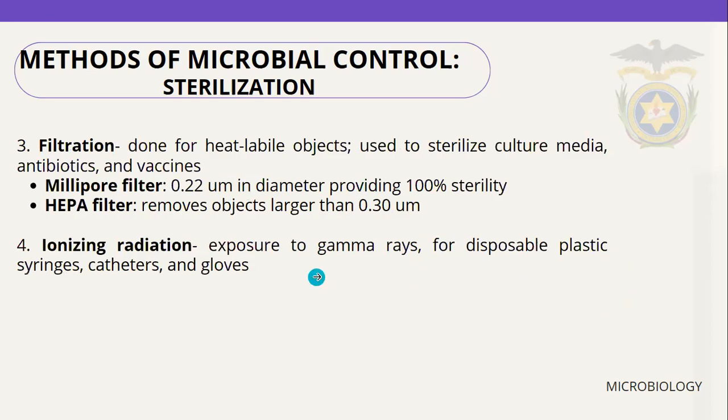And next one, we have filtration, and this is done for heat labile objects, and it's used to sterilize culture media, antibiotics, and vaccines. So our first example there is our millipore filter, which is 0.22 in diameter, and it provides 100% sterility. Meanwhile, our HEPA filter removes objects larger than 0.30 and it can filter out viruses. And our last physical method of sterilization is our ionizing radiation.